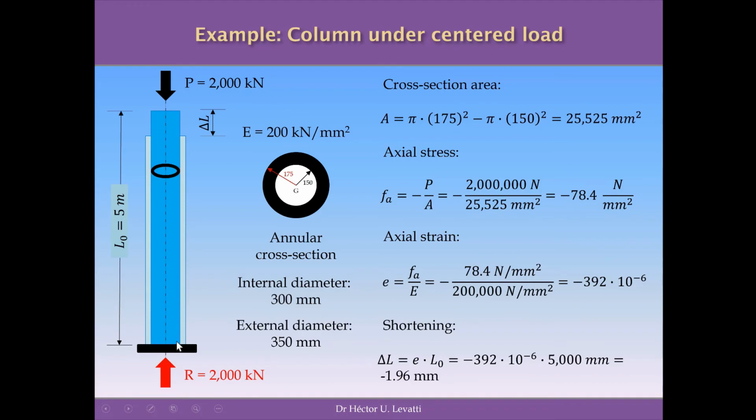And because this piece of structure is subjected to constant compression of 2,000 kilonewtons, we can sketch in here the axial force diagram that represents the internal forces of this column for these external loads. Of course, we are not taking into consideration here the self-weight of the column. We are going to do that in future exercises. So this is all.